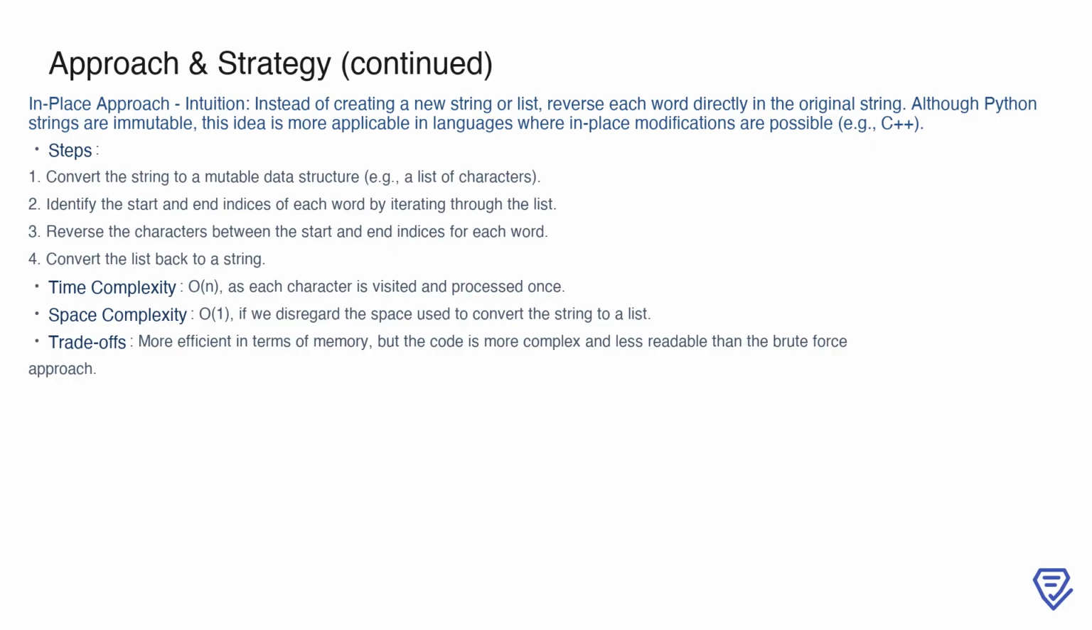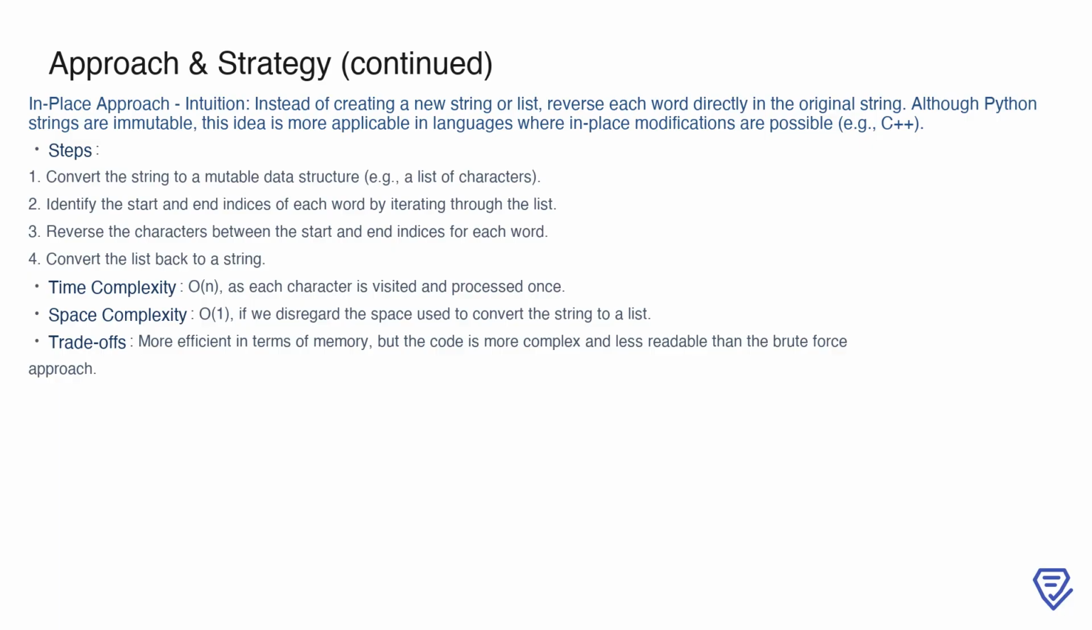Once we have these indices, we reverse the characters between them for each word. Finally, we convert the list back into a string. This approach has a time complexity of O(n), as each character is visited once, and a space complexity of O(1), if we disregard the temporary space used for the list conversion.